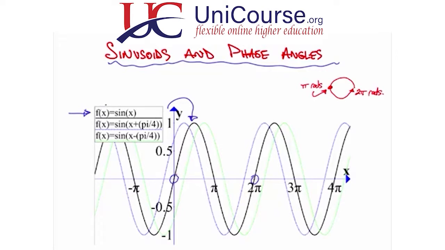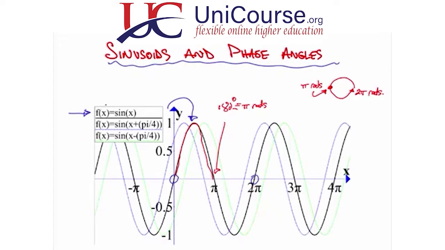So I'm going to change this to red just to emphasize it. To go from there to there, you've gone halfway through one complete cycle, and so 180 degrees is equivalent to pi radians. Then you just double those two figures to achieve 2 pi radians, or 360 degrees.